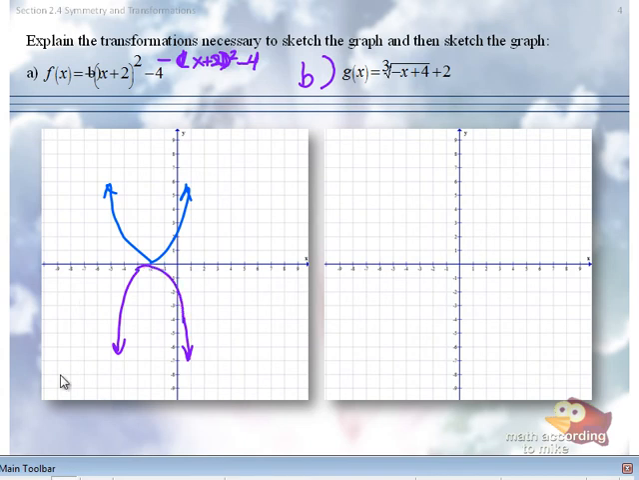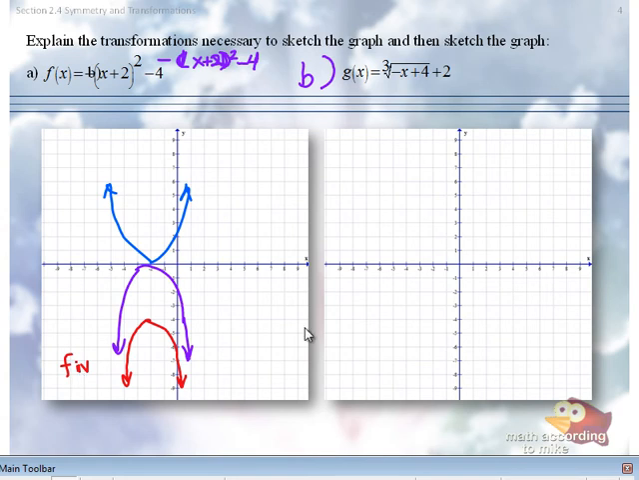And lastly, what does the minus 4 say to do? We're subtracting 4 from the function. Yep, so move it down 4. So instead of the vertex being at (-2, 0), it's now at (-2, -4). The red is the final answer. Okay. B is sadly worse.